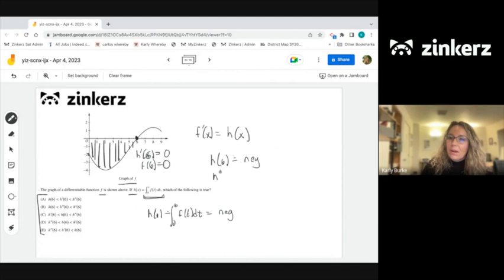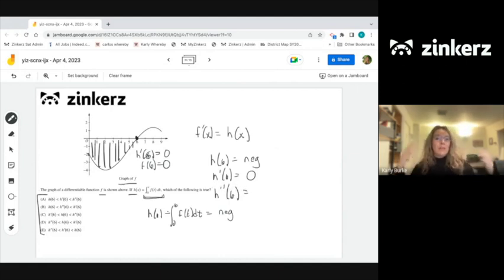I have h prime of 6 is 0, and I'm trying to figure out what h double prime of 6 is. Now, most of the time you can just guess that it's going to be the one that's missing, in this case, the positive value. But how can you be sure? Well, h double prime is talking about the derivative of f of t, or the derivative of h prime. So I don't need to know what it is. I know that at 6, it's increasing, so it's positive.